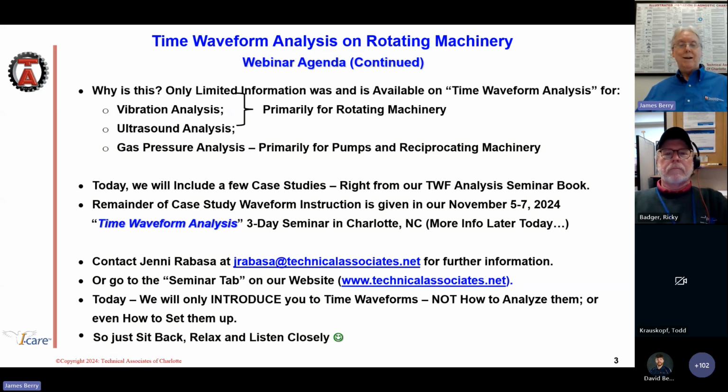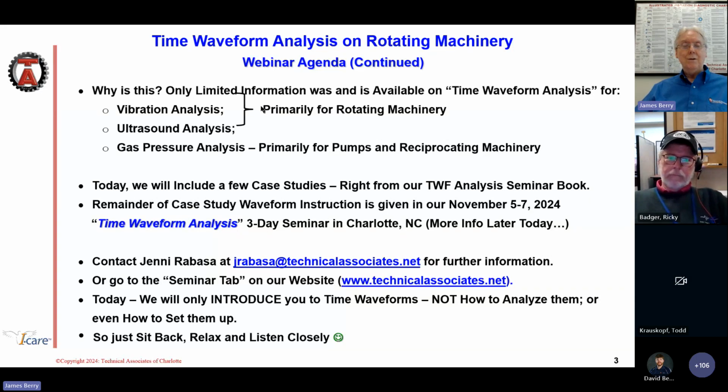And as time went by, we learned that when we have vibration problems or ultrasound problems that are required primarily for rotating machinery, let's use time waveform analysis, right? And also with gas pressure analysis, when we're looking at pumps or reciprocating machinery, let's use the time waveform on them as well. And then as time passed, we learned more and more about it. We learned how to set up the waveform properly. I said properly. And we also learned that there are certain things we're never going to see if we don't look at the time waveform.